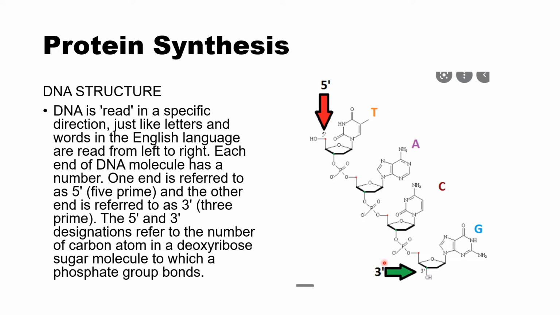Then, doon sa other end ng DNA, meron kang 3' na tinatawag which contains 3 carbon. That is also nakabond doon sa phosphate group. So, yun lang yung tatandaan muna dito sa DNA structure in relation to protein synthesis. One part of the DNA, meron yan 5' na end, and then the other end ng DNA, yun yung 3' na tinatawag. So, with that, let's continue.